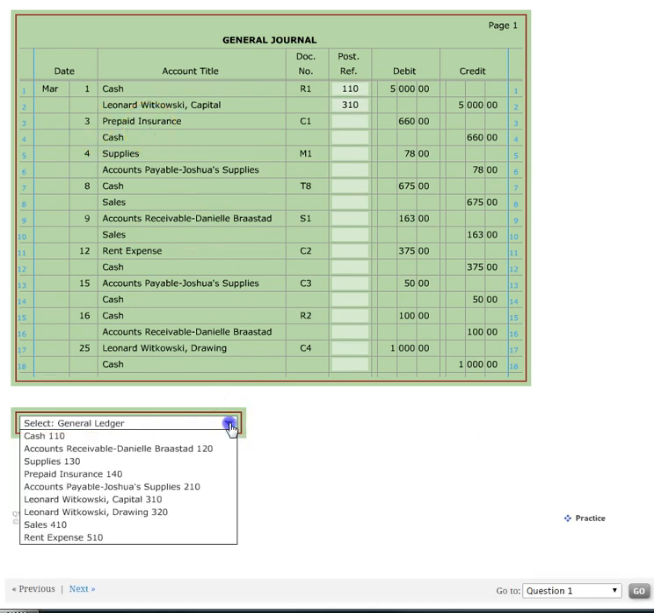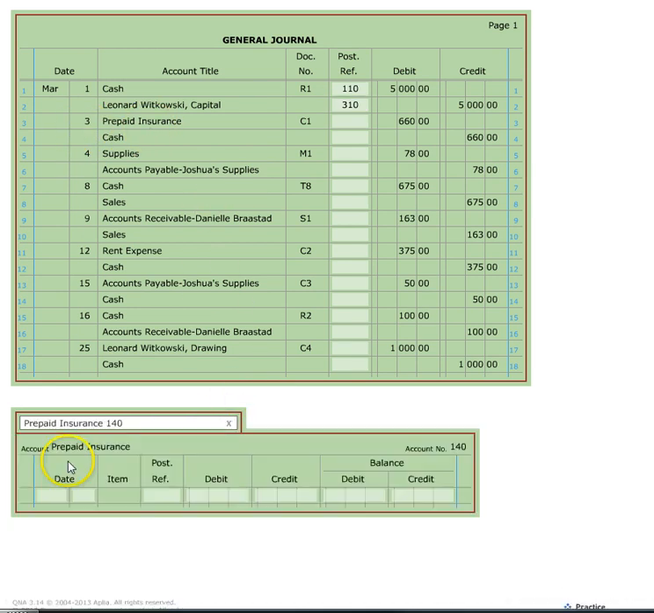Prepaid insurance. So I go and find prepaid insurance. March 3rd. Posting reference General Journal, page 1. That's a debit of $660. Okay, so prepaid insurance, asset account, normal balance is $660. I have to show that I posted that into 140.